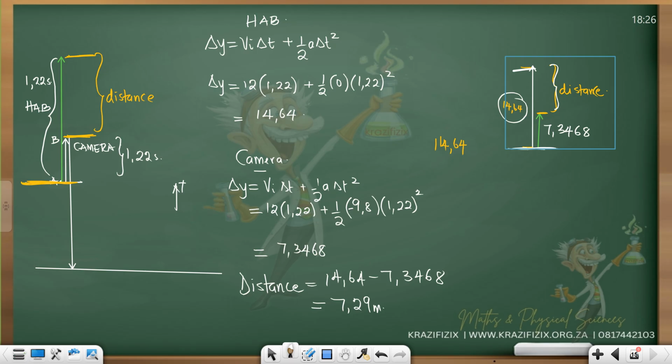Okay, Lerato. Michelle, 12.25. What do you mean? Did I make a mistake? When you say distance formula, what do you mean? Speed equals what? Distance over time. So what is distance? It is speed times time. What is your speed? Your speed is 12. What is your time? 1.22. And that's that. So I'm not sure where your 12.25 is coming from.